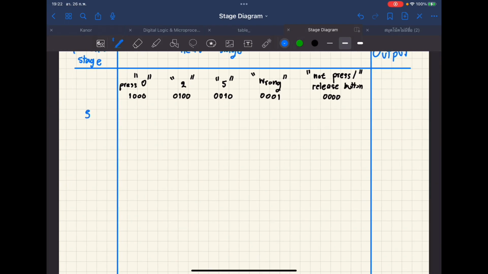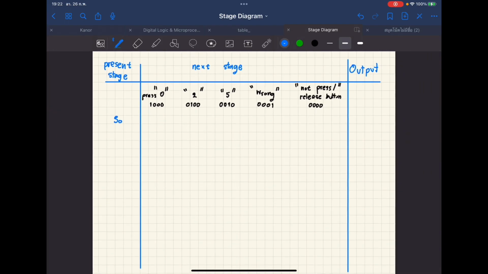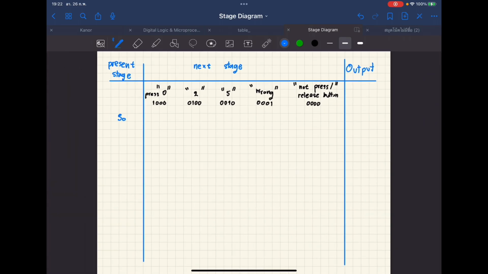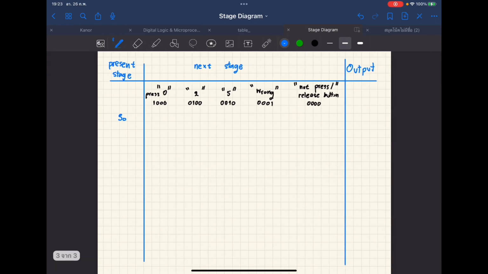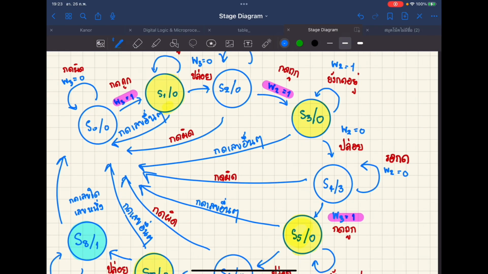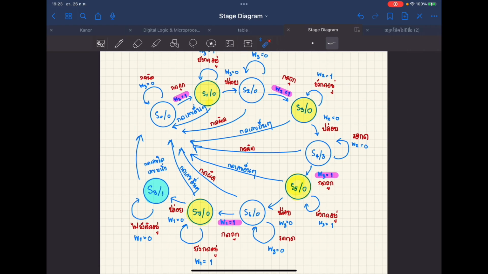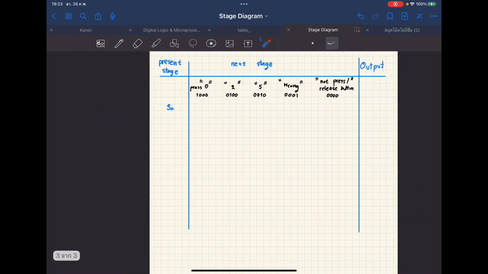So the present state from the state diagram says that if we press W3, it's going to be the next state, and if we press the wrong switch, it's going to be state 0.